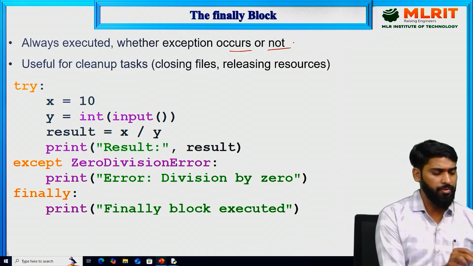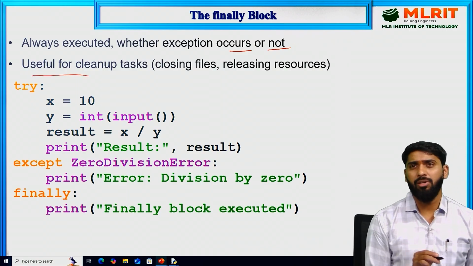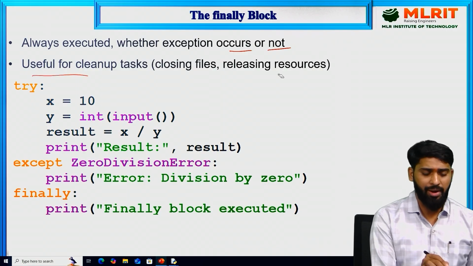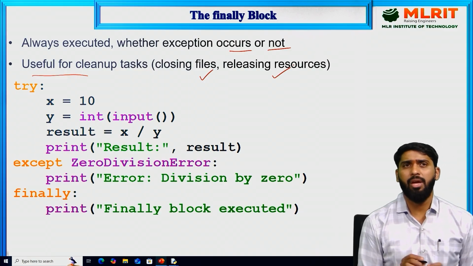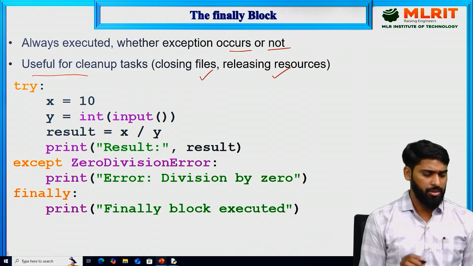So this is useful for cleaning tasks like closing files and releasing resources. These types of tasks we do with the help of the finally block. So this is the example.